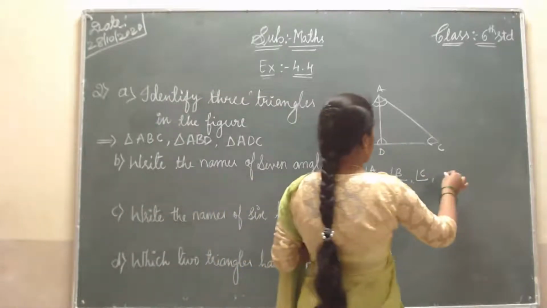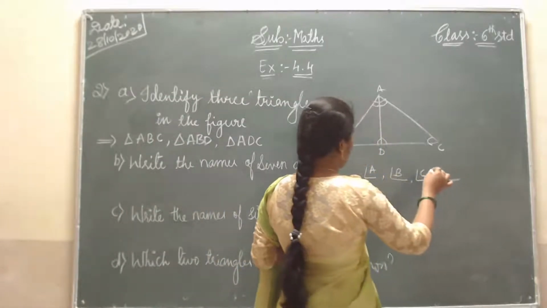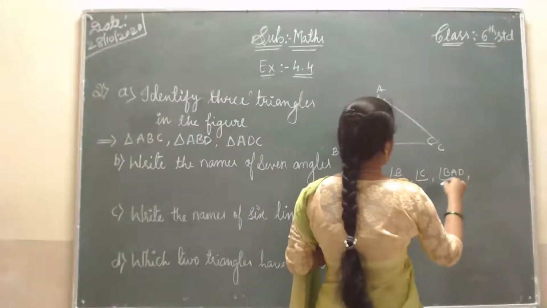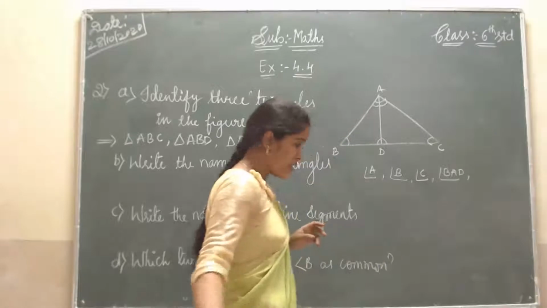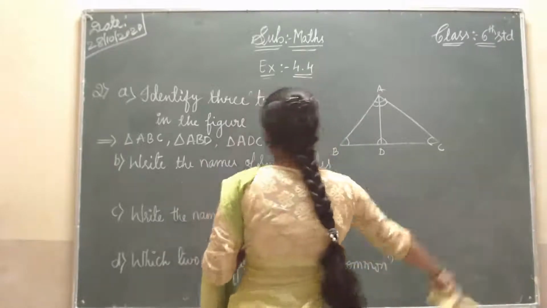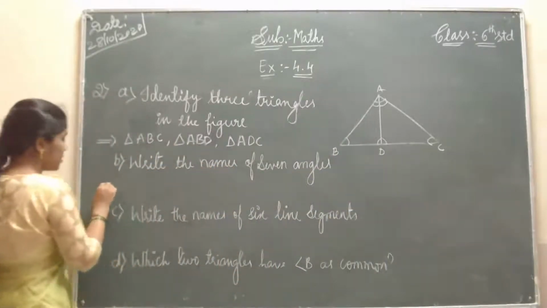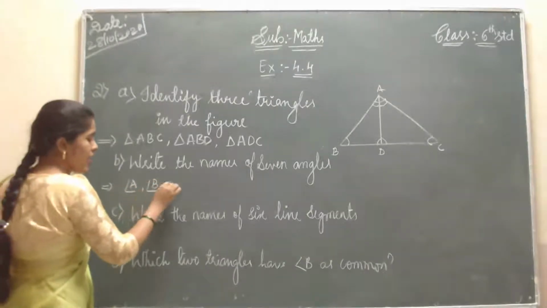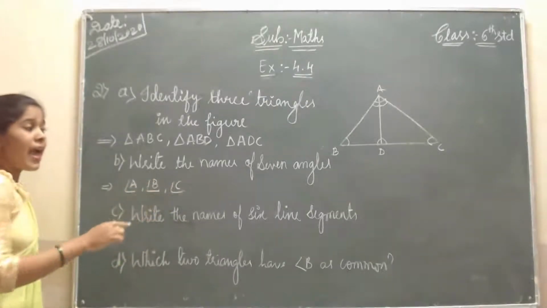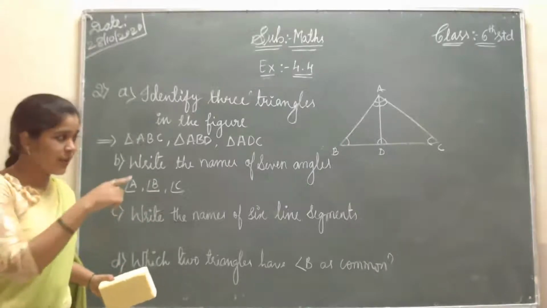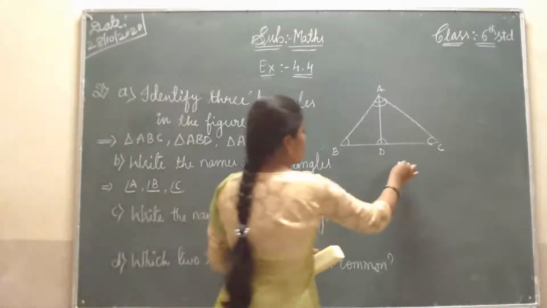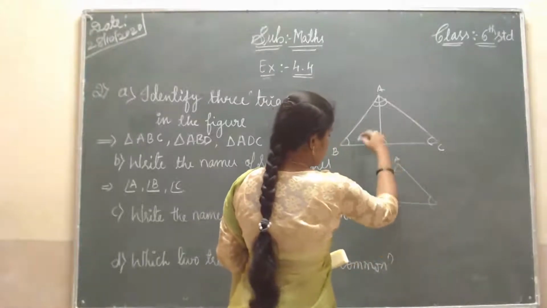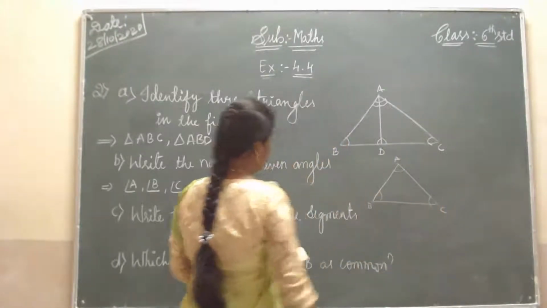Next, angle ABC, sorry, angle BAD. Next, we will write here directly: angle A, angle B, angle C. These are the angles of the big triangle. Separately we have drawn it here. See here, angle A, angle B, angle C are the angles of this big triangle.